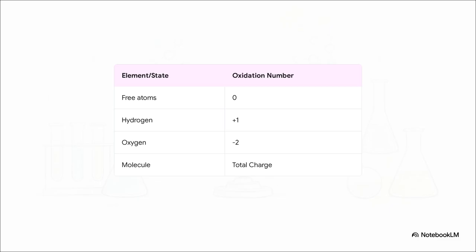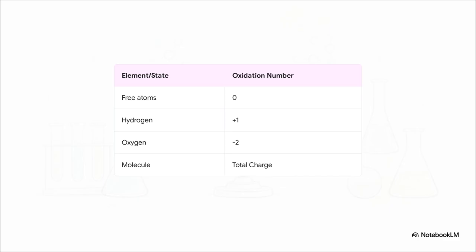Notice how free elements, think pure sodium metal or oxygen gas, stay completely neutral at an oxidation state of exactly 0. Meanwhile, inside compounds, hydrogen reliably acts as our +1 anchor, and oxygen is almost always our -2 anchor. And here's the golden rule. In any compound or polyatomic ion, the sum of all these individual oxidation states has to exactly equal the total overall charge of the molecule.